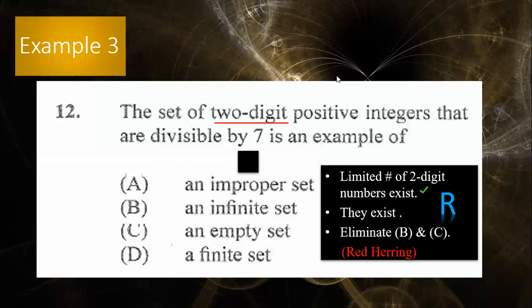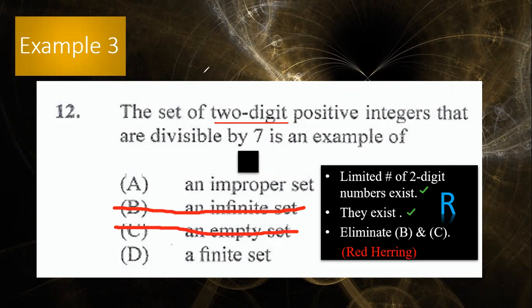So we know that there is a limited number of 2-digit integers. If there's a limited number, then it cannot be an infinite set, so this is automatically incorrect. You understand that? Did I catch it? Hey, Angelina, we'll see about that in a second. You're following the logic. And what else do we know? That the 2-digit positive numbers exist, so it cannot be an empty set. So that's also wrong.